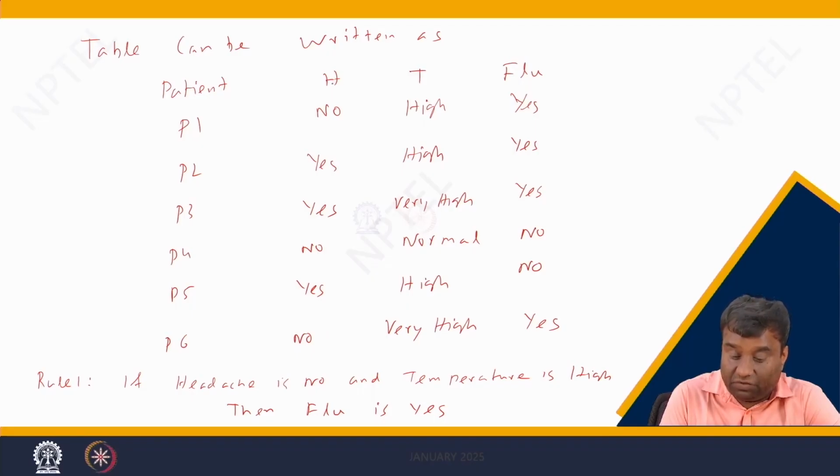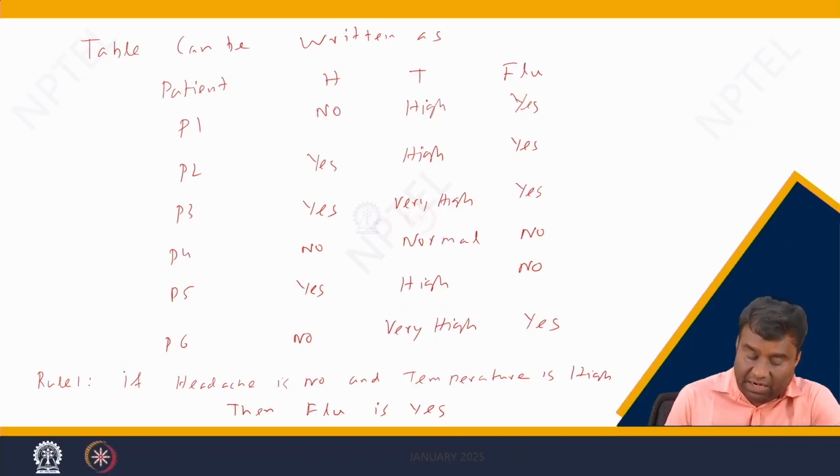First we keep the attribute headache. Patient 1: headache is no, temperature is high, flu is yes. For patient 2, headache is yes, temperature is high, flu is yes. For P3, headache is yes, temperature is very high, flu is yes. For P4, headache is no, temperature is normal, flu is no. For P5, headache is yes, temperature is high, flu is no. For P6, headache is no, temperature is very high, flu is yes. From this table we can make the first rule: if headache is no and temperature is high, then flu is yes. You can write the other 5 rules.